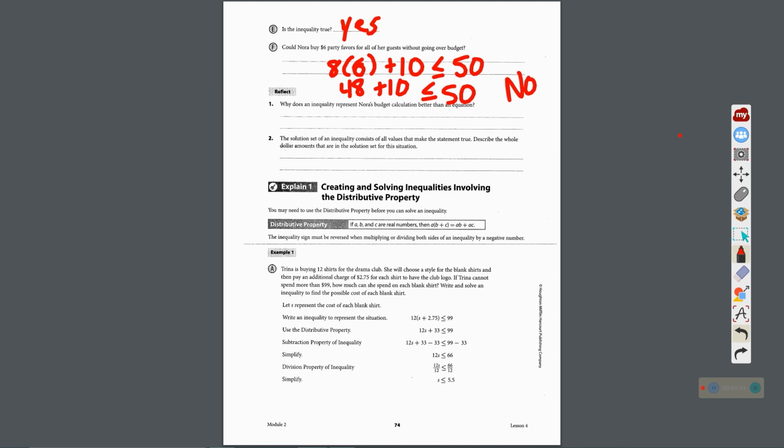Then it says, why does an inequality represent Nora's budget calculation better than an equation? The reason that we use an inequality is to represent that she can spend up to $50, but she doesn't have to spend all $50 that she is given.